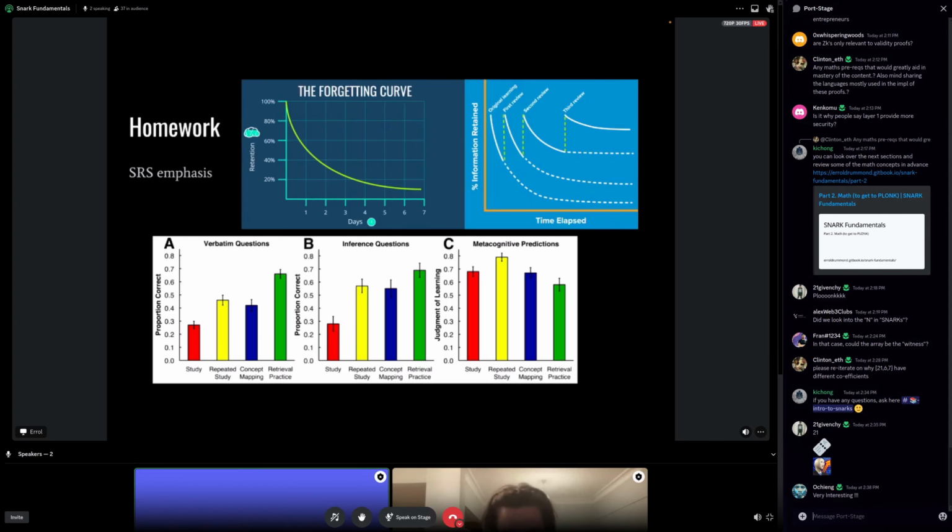Now, in the left graph, it says verbatim questions, and these are literal questions. This is where people learned what the definition of a SNARK is, like what does the acronym stand for? Succinct non-interactive argument of knowledge. If that's what your flashcard is, they then tested them exactly on that question. And you see that retrieval practice is far ahead of normal study and repeated study and concept mapping. There's really no comparison. It's really, really far ahead.